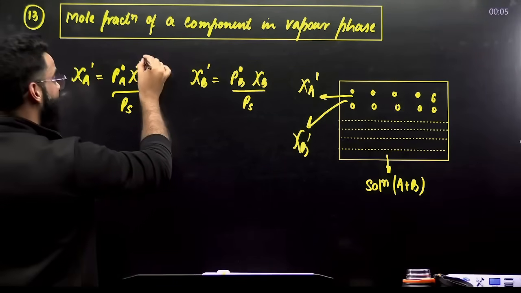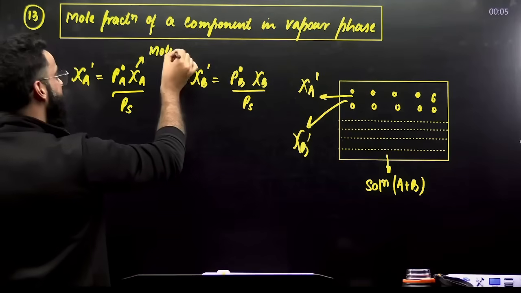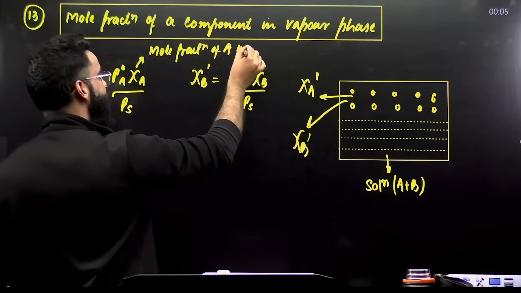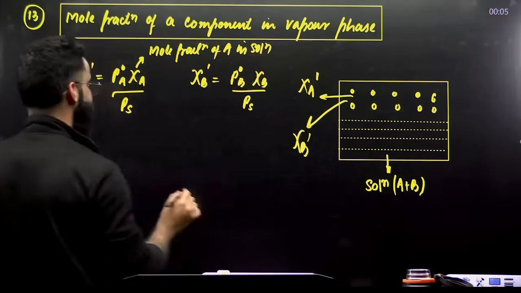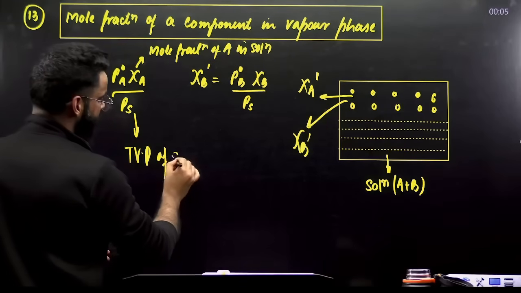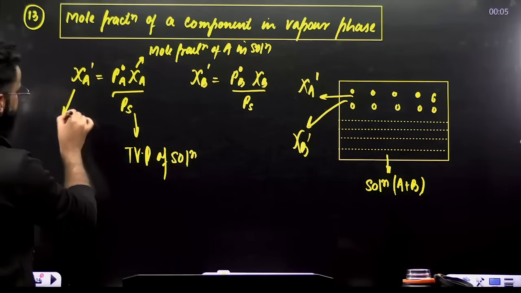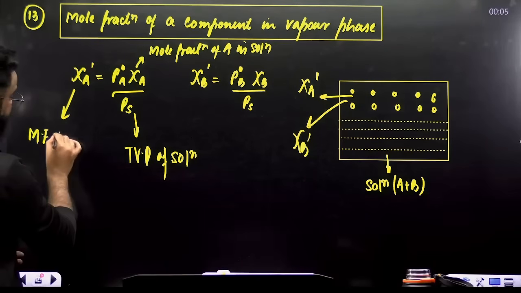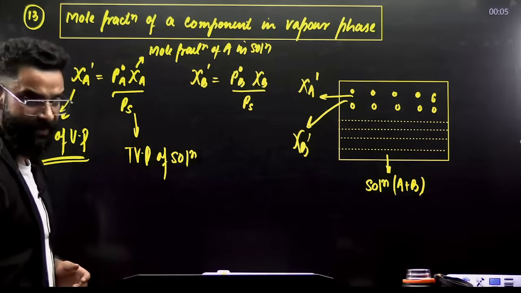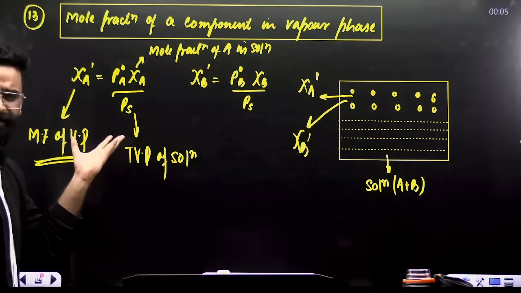Now you must be thinking, what is chi A? Chi A is basically the mole fraction of A in solution phase. And PS is basically the total vapor pressure of solution. And what is this chi A dash? It is the mole fraction of A in which phase? In vapor phase. Perfect. A question can be directly asked from this result.